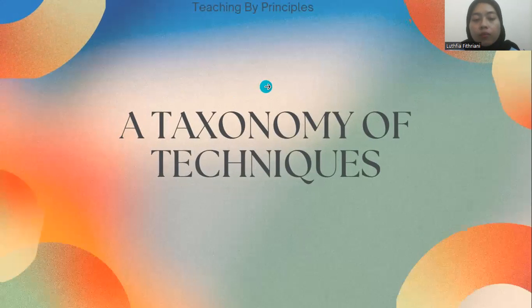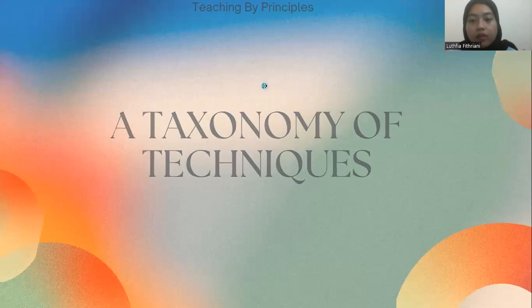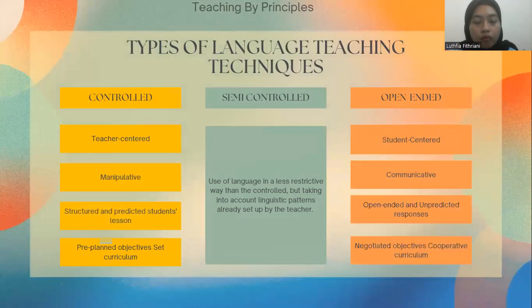Let's move to the next topic, taxonomy of techniques. We will first discuss types of language teaching technique. There are three techniques: controlled, semi-controlled, and open-ended. Those techniques are different. Controlled technique is based on teacher-centered and open-ended is based on student-centered. Controlled technique uses manipulative extreme, open-ended uses communicative extreme.